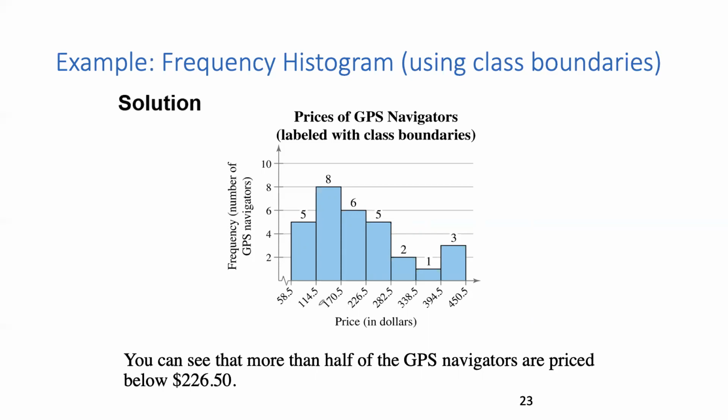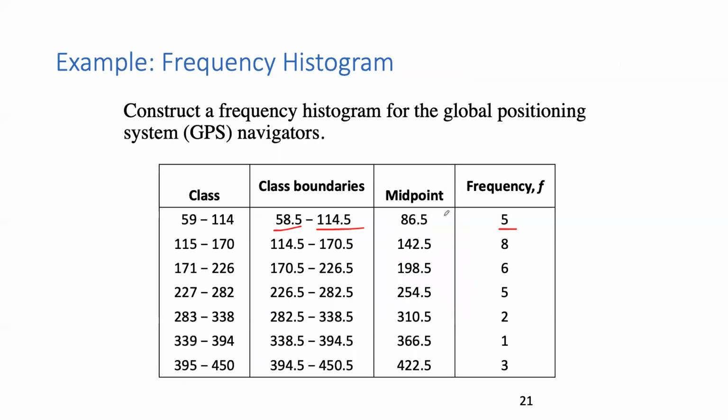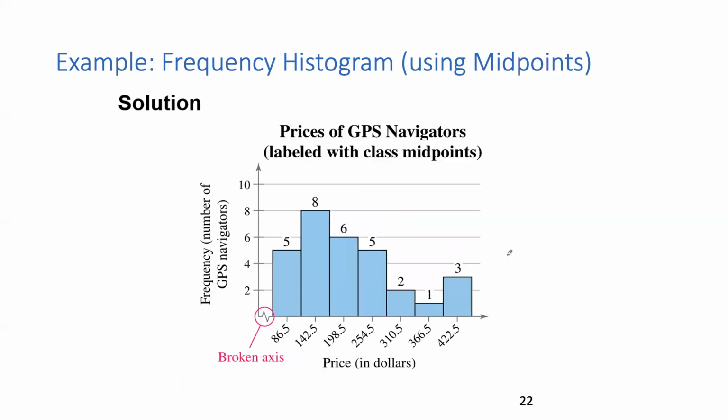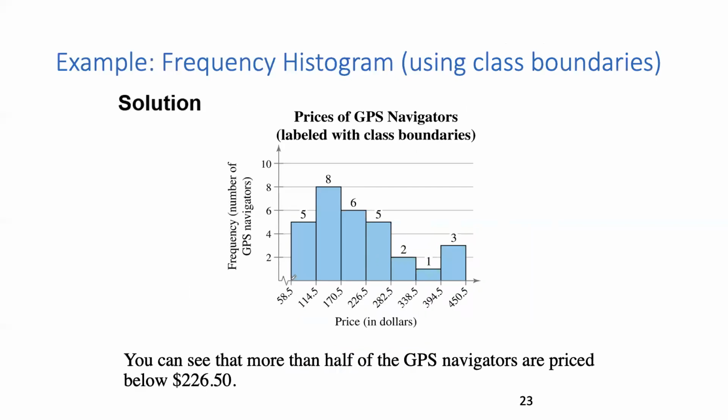The second rectangle starts at 114.5, ends at 170.5, and the height of that rectangle is given by the frequency of that class, which is 8. And now I have these series of rectangles, and this is what I call a frequency histogram. The third class begins at 170.5, ends at 226.5, and has a height of 6. The fourth class is here, height of 5, and so on and so forth. Okay. So this is one labeling mechanism where I'm labeling this graph with class boundaries.